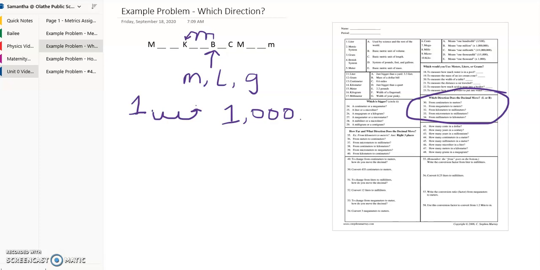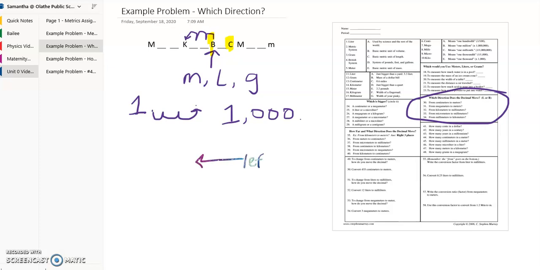Number 30 is asking us which direction do we move for centimeters to meters. So if I'm using my prefixes up here at the top, let me highlight this. It says you're moving from centimeters to meters. And meters are your base unit. So we're going to start with centimeters, and we want to move to the base unit. In this case, we would move to the left.